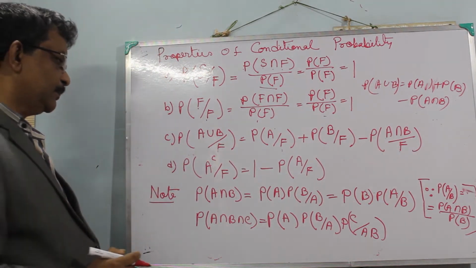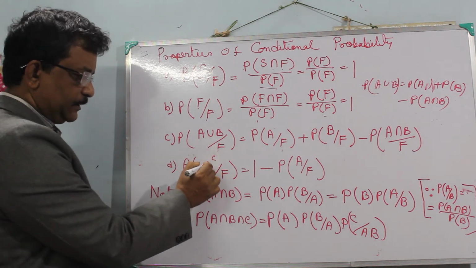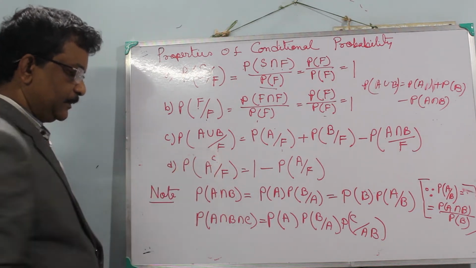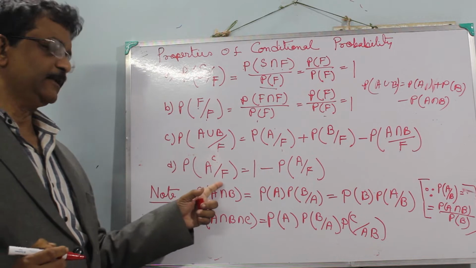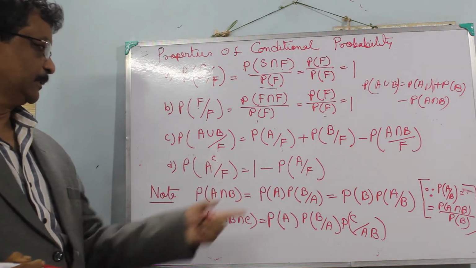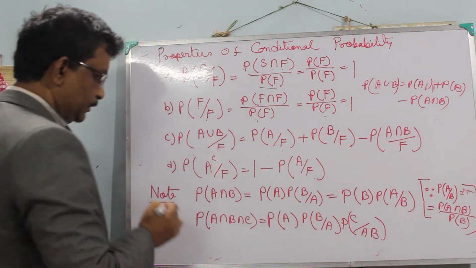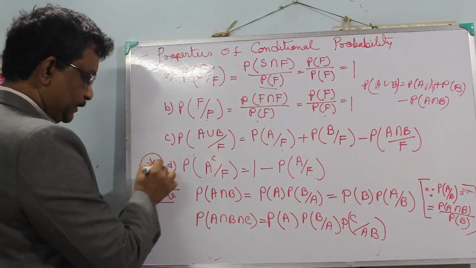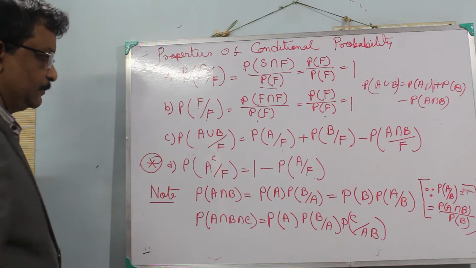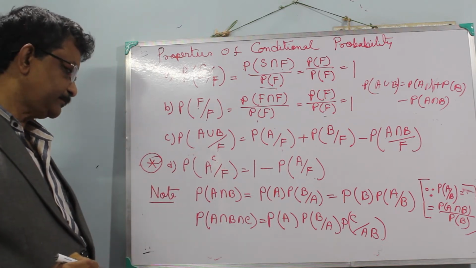And D, probability of A complement when F has occurred, that is 1 minus probability of A when F has occurred. This is very important. You will get some direct questions using this property.